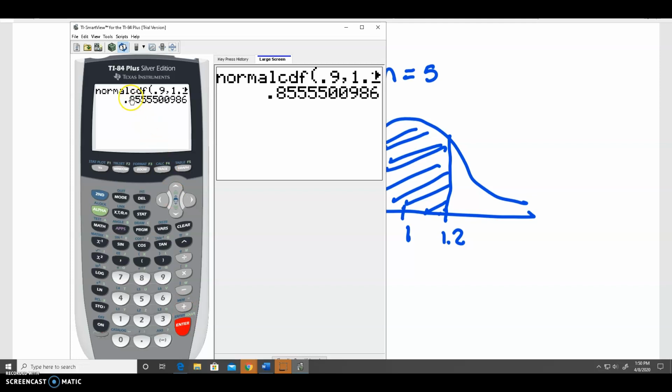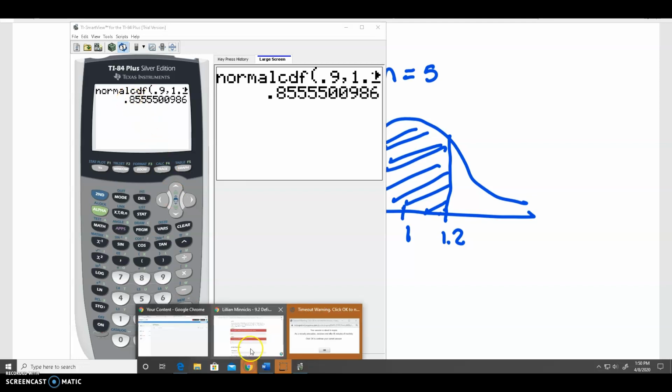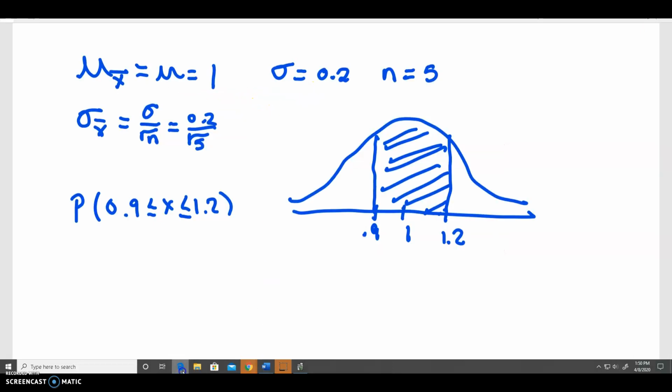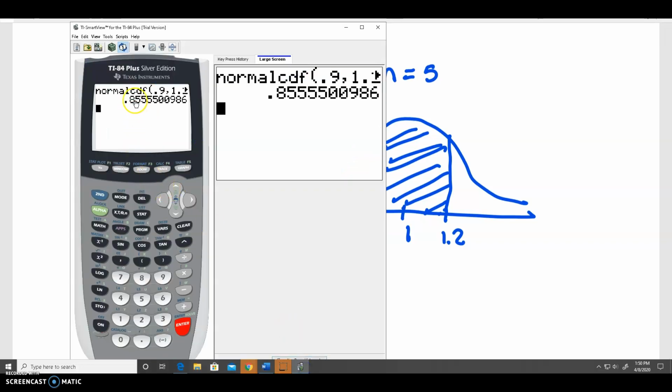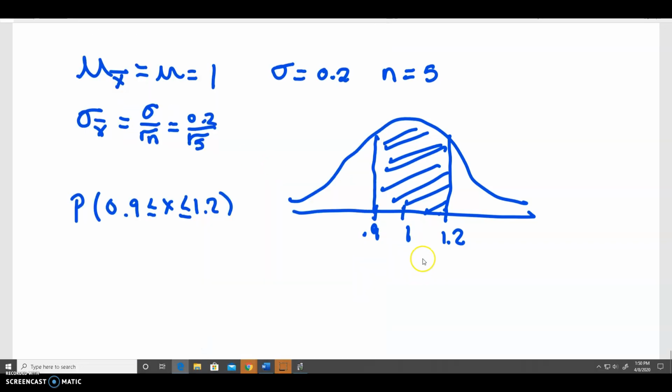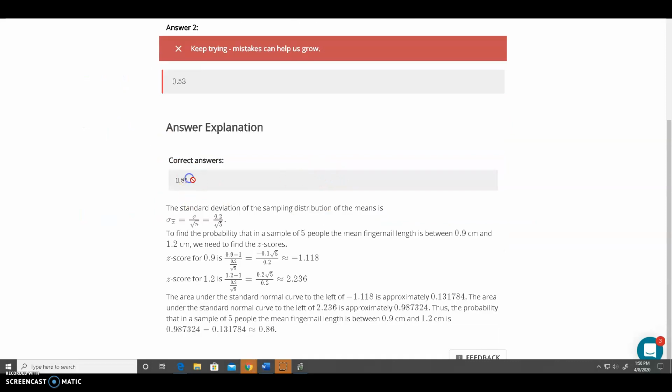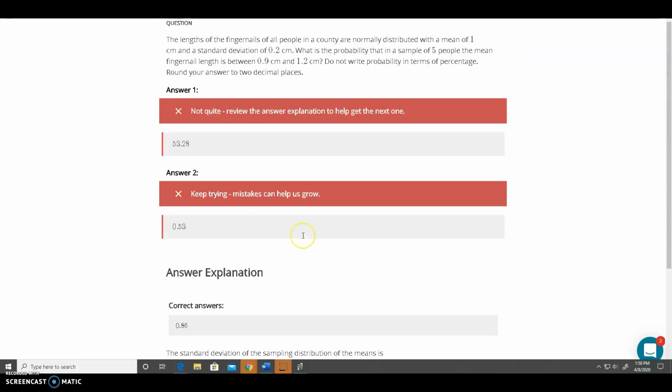Okay, so let's see. In this problem, they want us to round to 2 decimal places. So 2 decimal places in this case would be 0.86. Okay, so this would be equal to 0.86. And if we look at the problem, there you go, 0.86. Okay.